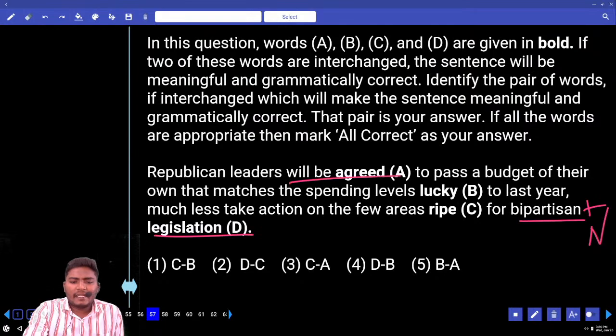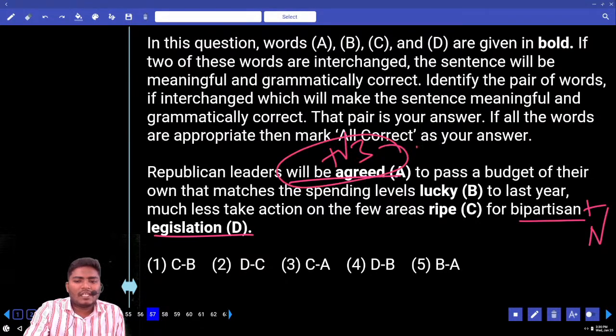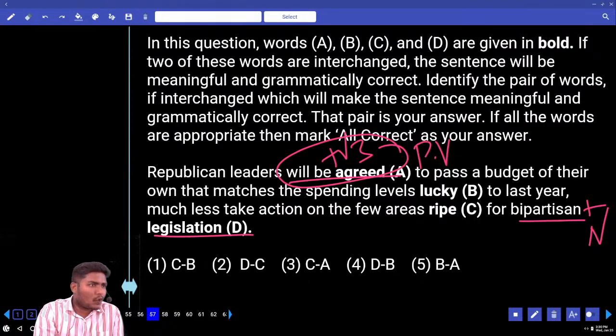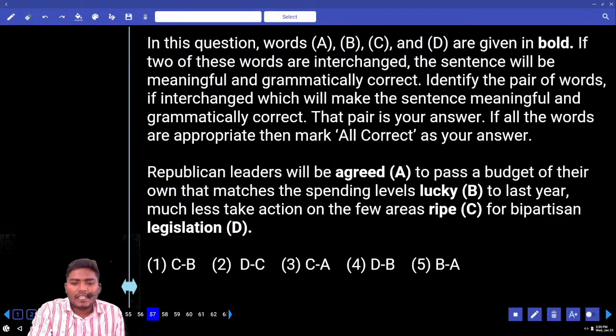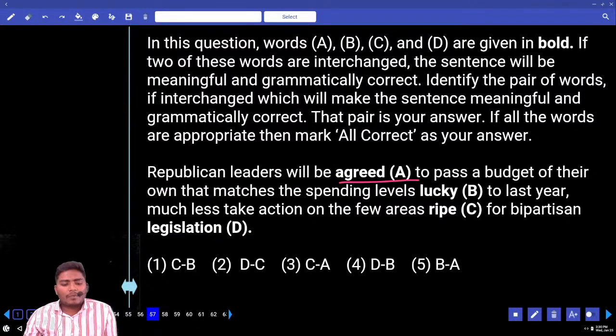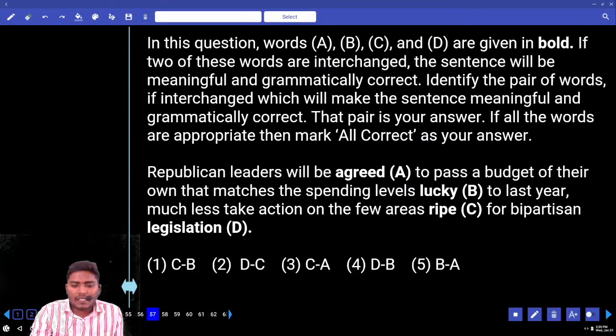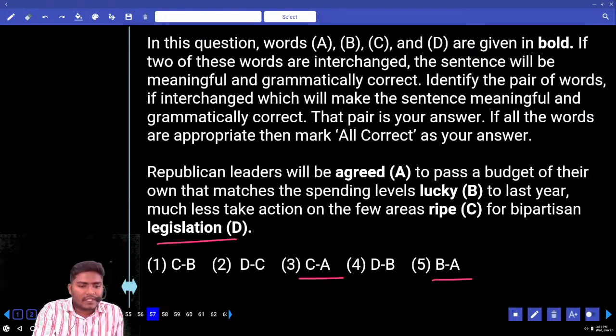Will be agreed. See, we can use will be plus V3, but will be plus V3 is used in which case? Passive voice. Now, are Republican leaders accepted by somebody or agreed by somebody, or are they doing any action? They are doing some action. Action is done by these people. This is not passive voice. We need to change A. Now, how many options do you have if you have to change A? 2 options are there. What are they? CA as well as BA. D is fixed, okay? D is fixed.